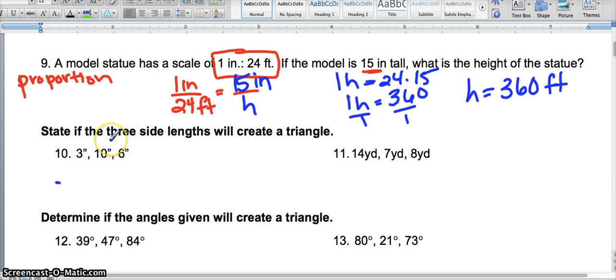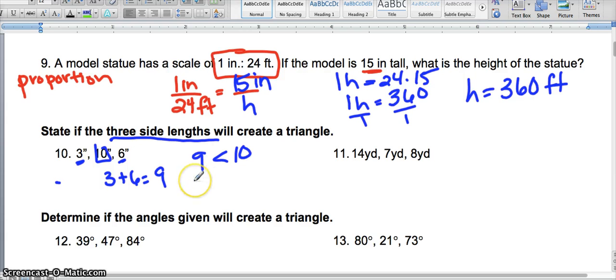Now we're looking at the 3 side lengths that will create a triangle. If you think back to the paper that we folded and we tried to make triangles out of different shapes, you learned this one property: the sum of the 2 short sides has got to be longer than the third side. So the 2 short sides here are 3 and 6. 3 plus 6 equals 9. 9 is not larger than 10. 9 is actually less than 10, the third side. Therefore, no triangle could be made.